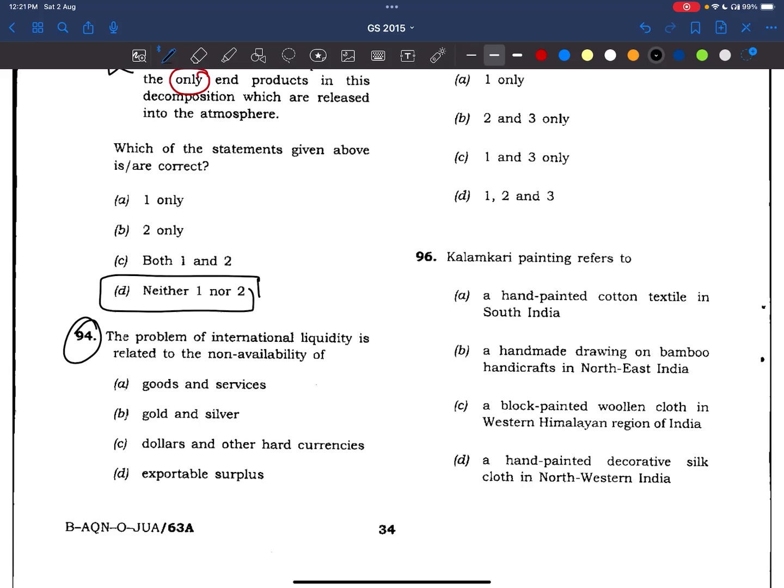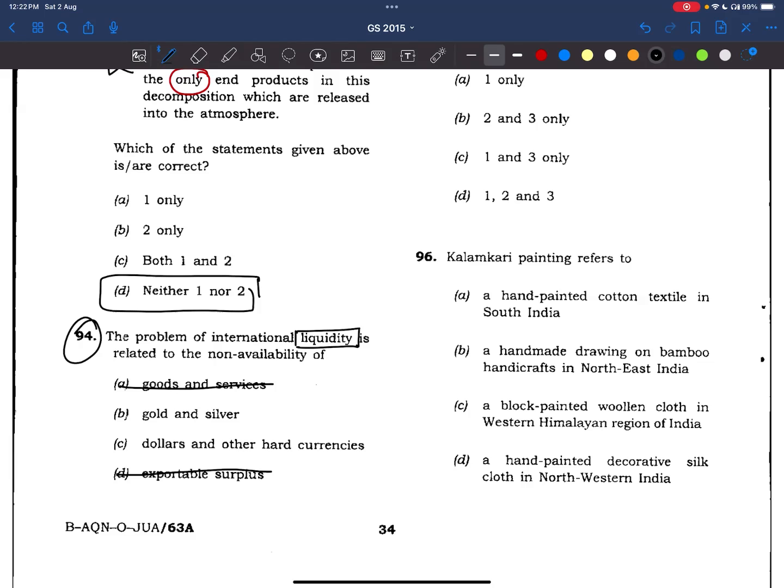The problem of international liquidity is related to the non-availability of... See here, it's talking about liquidity. See, that means goods and services will be gone, export and surplus will be gone. Here, gold and silver, they are part of the bullion market. Of course, they are also liquid assets only. We can convert them very easily.